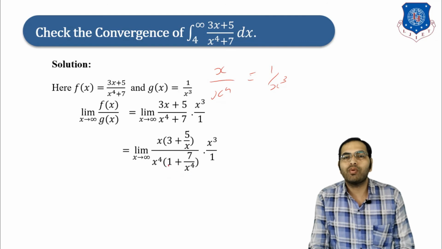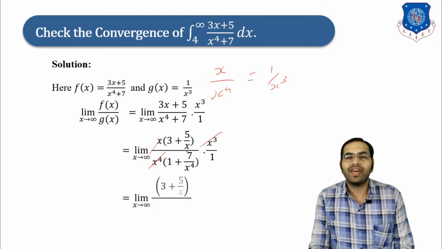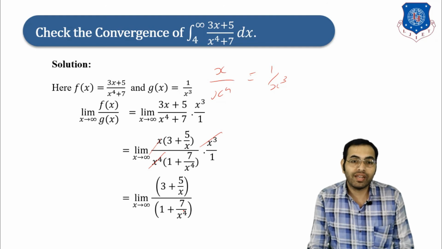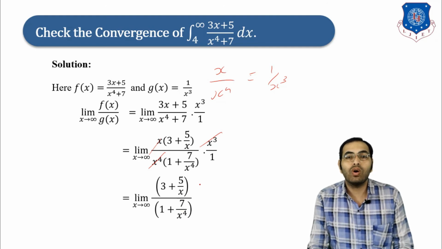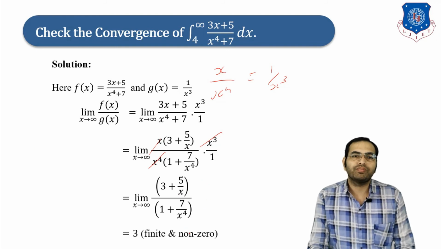Here x raised to 4 cancels out, and the remaining term becomes limit x tends to infinity of 3 plus 5 by x upon 1 plus 7 by x raised to 4. Now substituting x as infinity, that means 3 plus 0 upon 1 plus 0, that is 3, which is finite and non-zero.